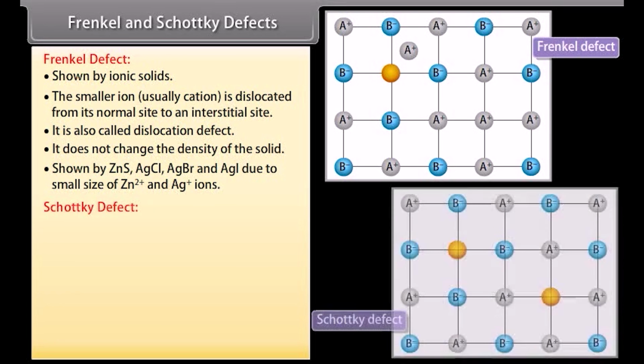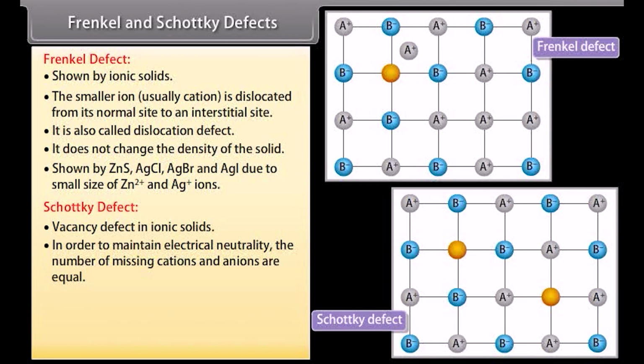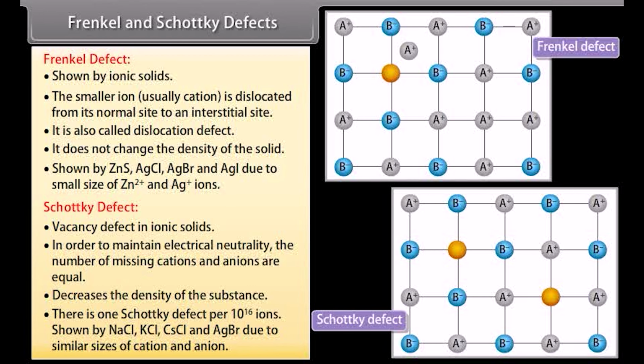Schottky defect: vacancy defect in ionic solids. In order to maintain electrical neutrality, the numbers of missing cations and anions are equal. It decreases the density of the substance. There is one Schottky defect per 10^16 ions, shown by NaCl, KCl, CsCl, and AgBr due to similar sizes of cation and anion.